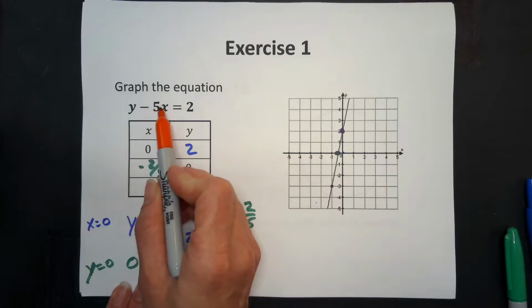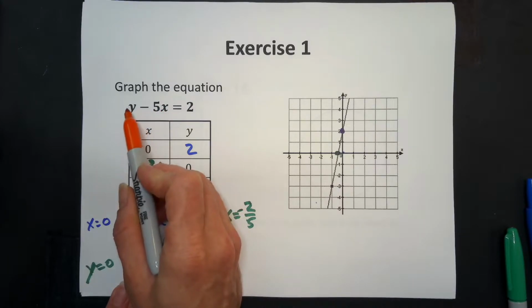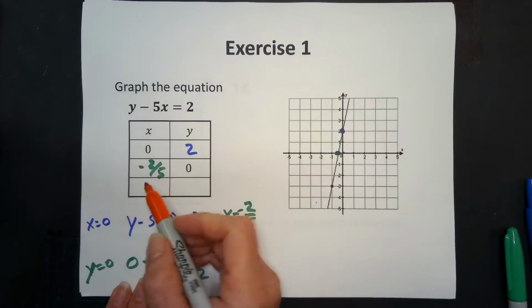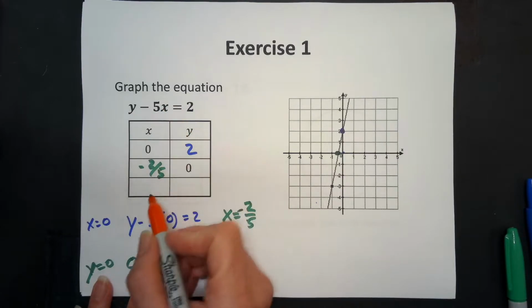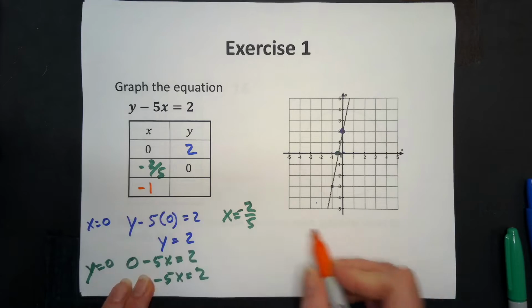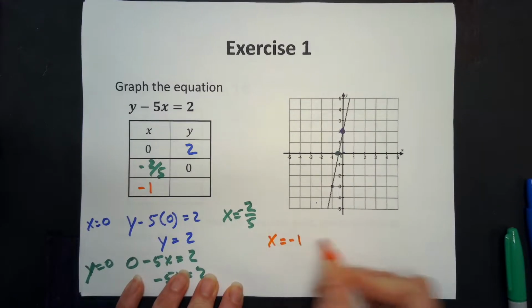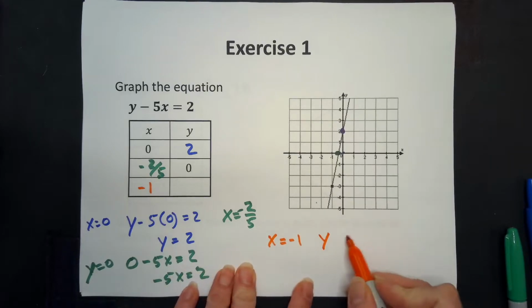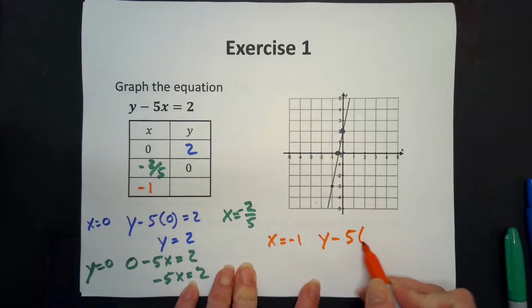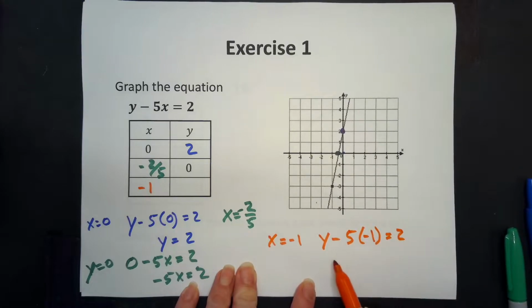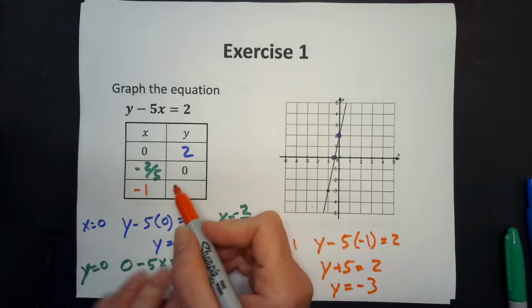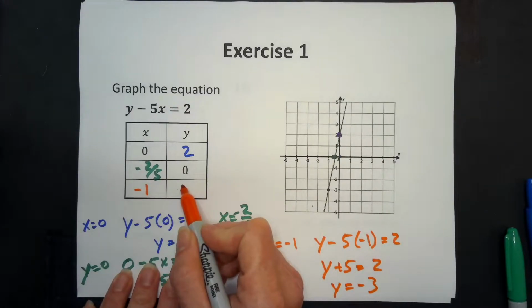It's not 1. So it'd be easier to plug something in for x than y, because y has a leading coefficient of 1. So I might plug in something like, let's say, -1 for x. So if I plug in -1 for x, I'll get y minus 5 times -1 equals 2. So that's going to give me y plus 5 equals 2. So y equals 2 minus 5, which is going to be -3. So this is going to be the point -1, -3.